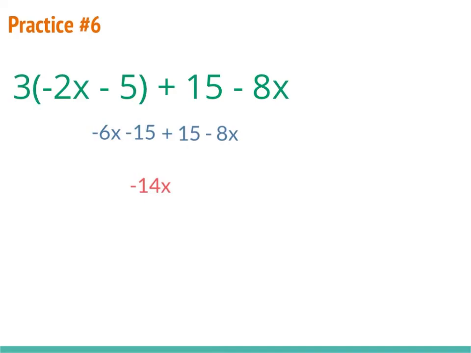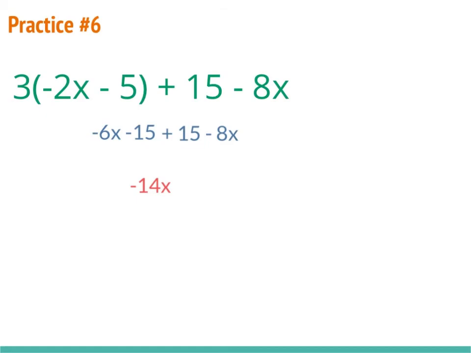How did you do? Were you able to get the answer that we got? Notice that -15 that you create and that +15 that are there are going to cancel each other out and leave you with just x's. So you should end up with just -14x. If you wrote -14x plus 0, that's not wrong, but there's no reason to write the +0. You can just write -14x.